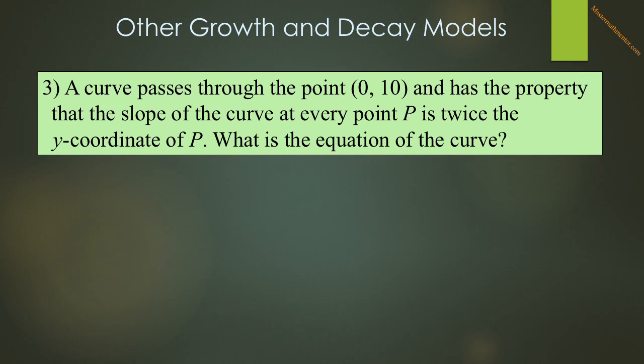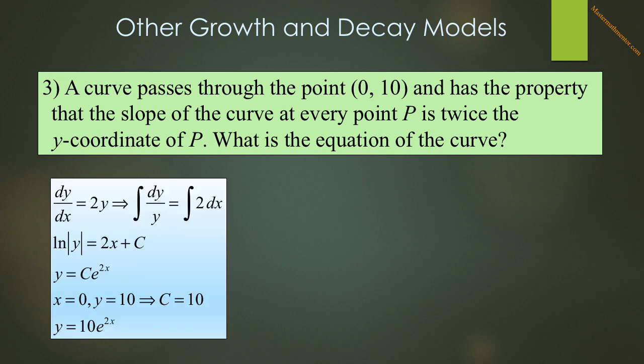Number 3 reads, a curve passes through the point (0, 10) and has the property that the slope of the curve at every point P is twice the y-coordinate of P. We want to find the equation of the curve.